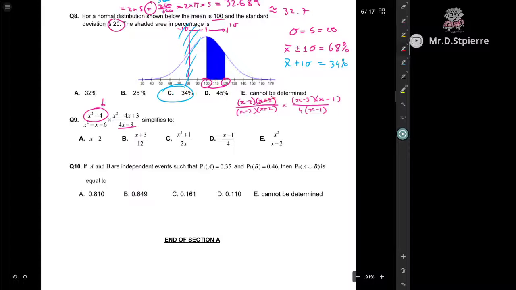x plus 2 cancels, x minus 1 cancels, x minus 1 cancels, and also this x minus 3 cancels with this x minus 3 over here. So all we are left with is x minus 2 on 4. x minus 2 on 4.